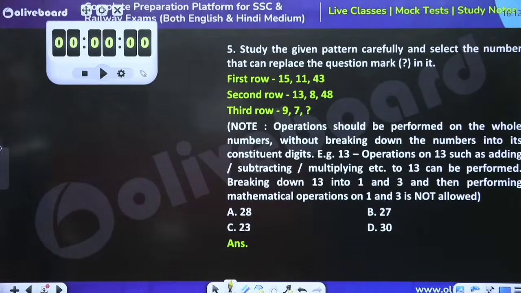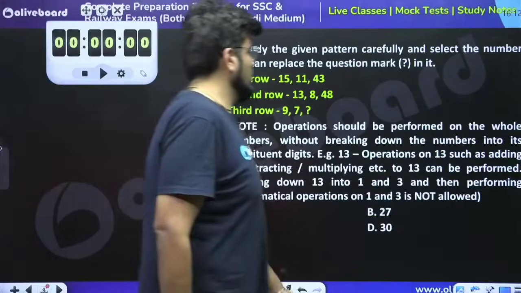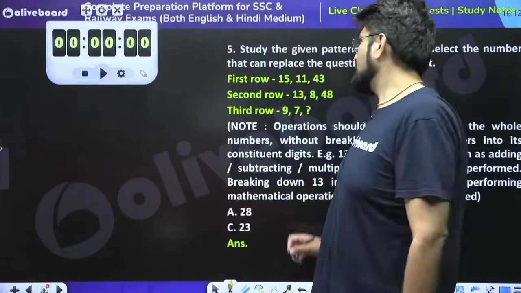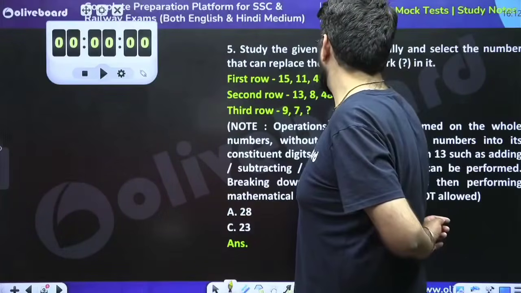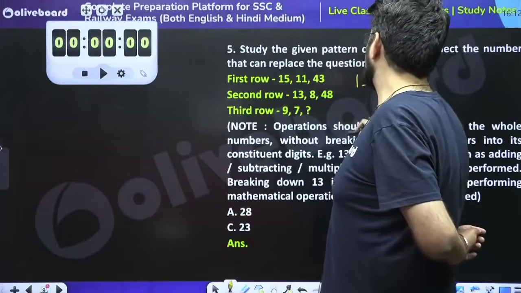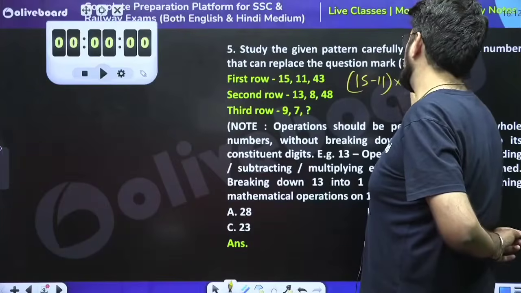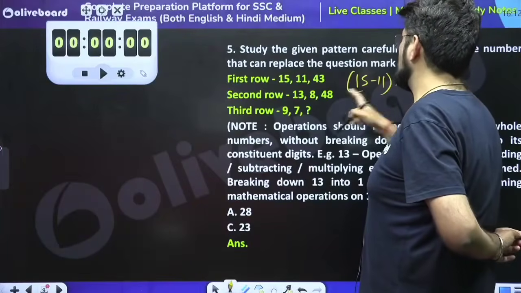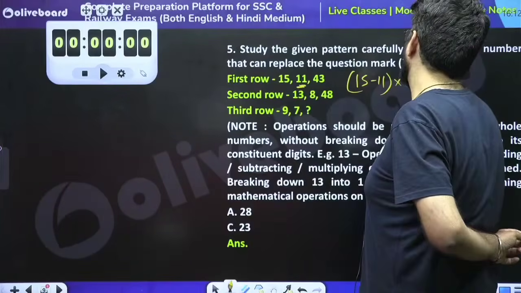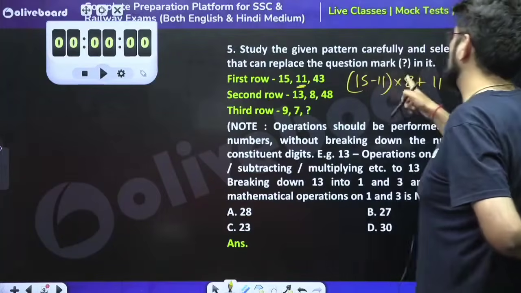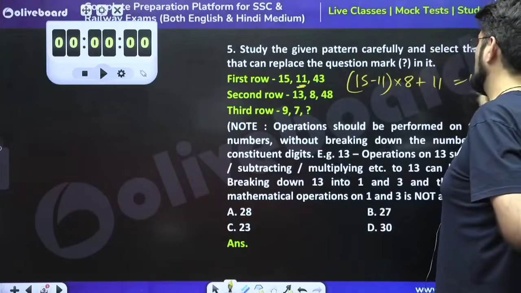This is a very strange logic. What exactly is happening is they are taking the difference of 15 and 11. Whatever answer they are getting, they are multiplying this by 8 and adding this number. So you get 4 into 8, 32 plus 11 is 43.